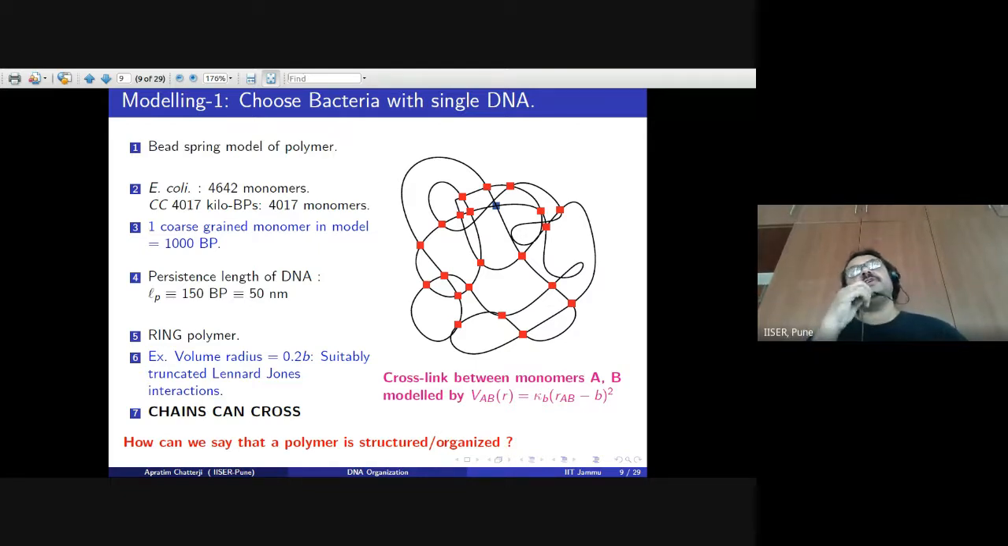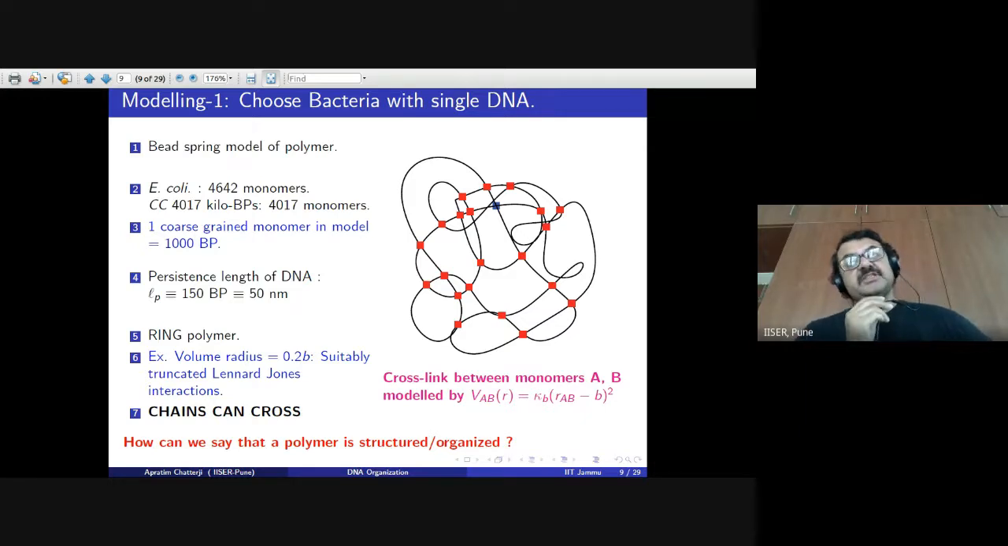Now, what we know from traditional polymer physics is that if you put a polymer in solution, then due to thermal fluctuations, it can take all possible conformations. It remains almost like a random coil.